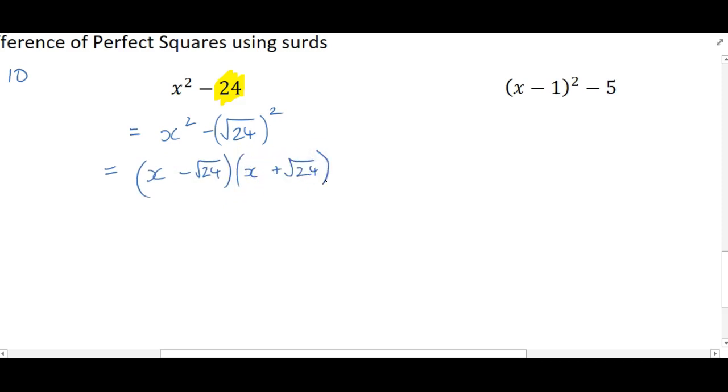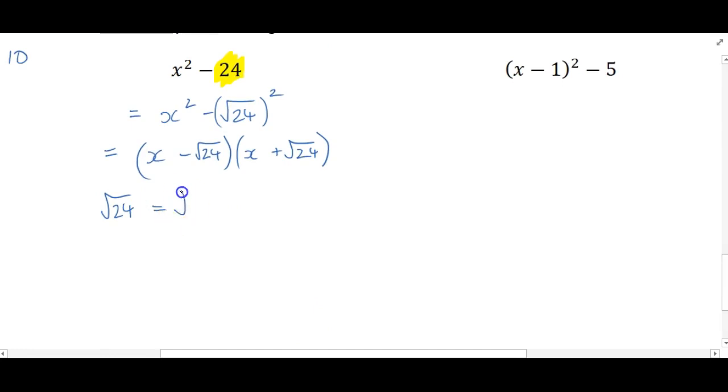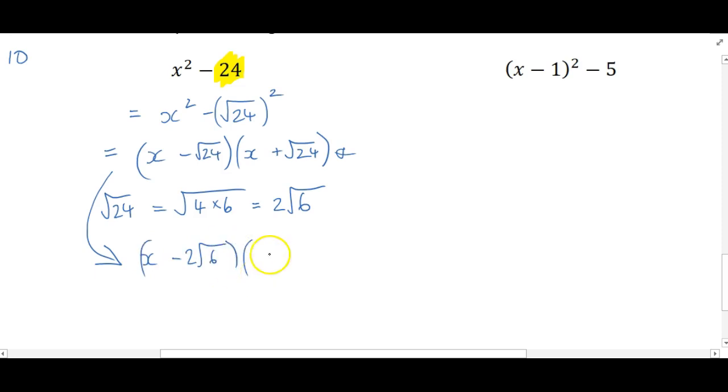Now what you have to realise here is root 24 is not fully simplified. Remember, 24 is the product of 4 and 6. If you remember back to your surds unit, we can simplify that to 2 root 6, because the square root of 4 is 2. So even though this is correct, we should simplify it, replacing root 24 with 2 root 6. So that's how we factorise that.